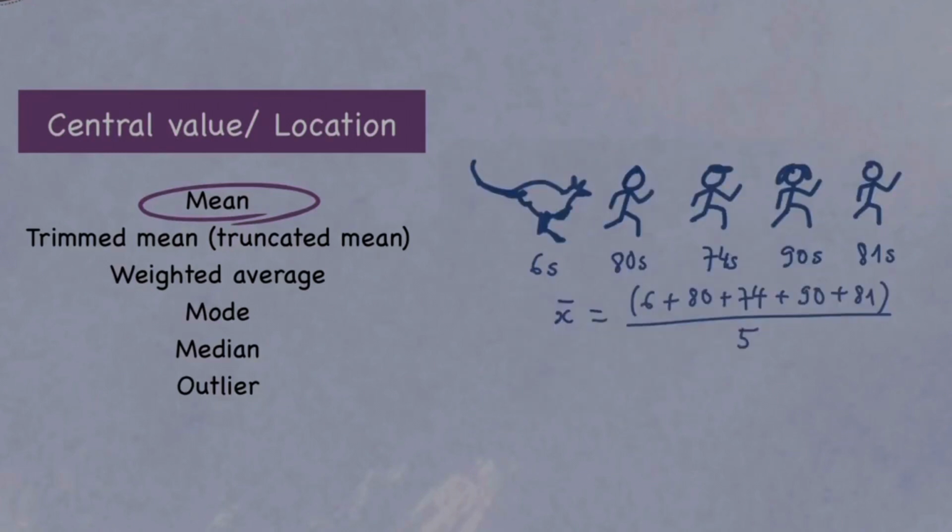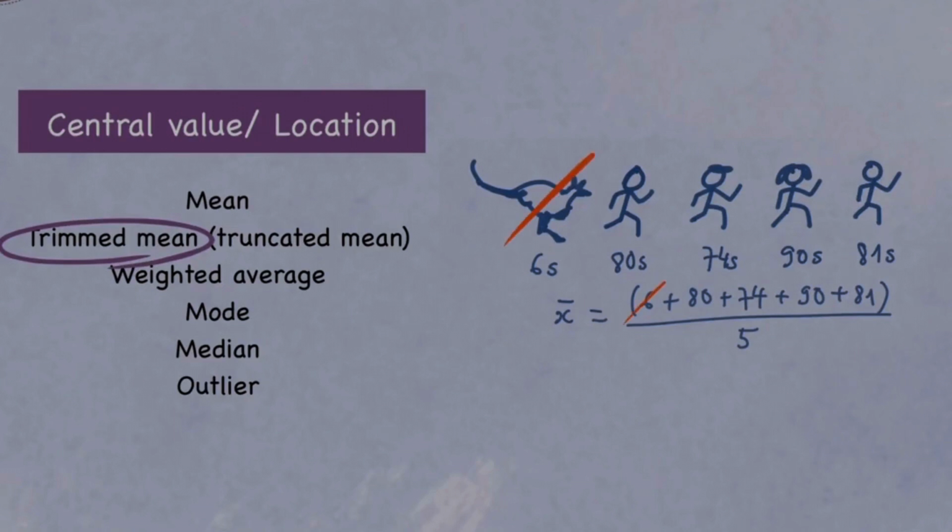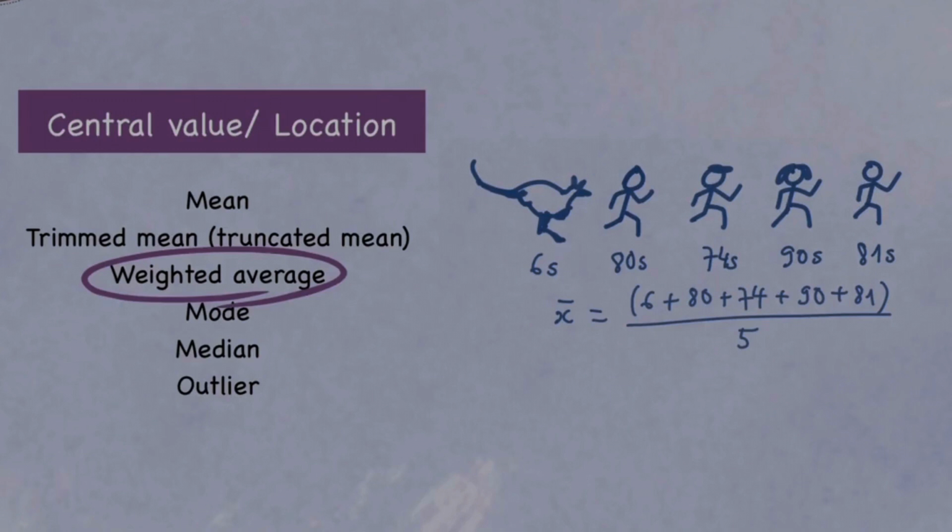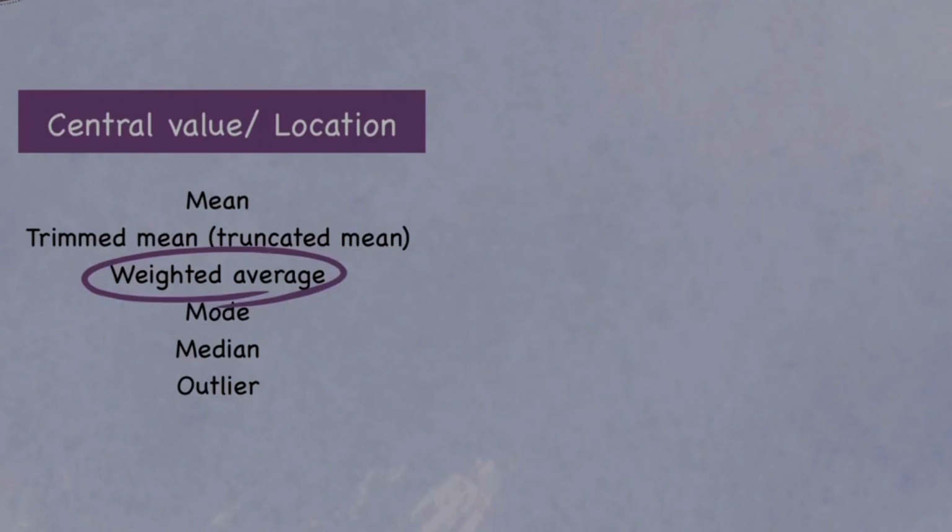A variation of the mean is the trimmed mean or truncated mean, which is the average of all the values after dropping a fixed number of extreme values. Another variation of the mean is the weighted mean or the weighted average, which is the sum of all the values times the weight divided by the sum of the weights.